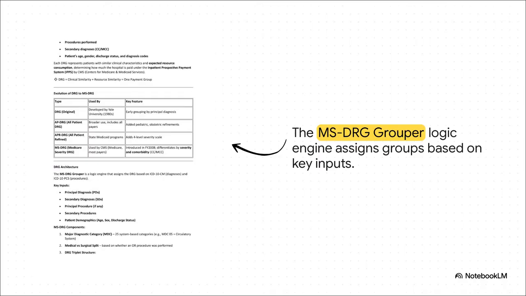A great way to think about the MSDRG grouper logic engine is like a giant funnel. Into the top goes your principal diagnosis. That is the absolute heart of the inpatient account. But we're not done. The engine also pulls in secondary diagnoses, procedures, and demographic details like the patient's age, sex, and discharge status. All these variables swirl together in the algorithm to group the patient into a specific payment bucket based on clinical similarity and the resources they're expected to consume.